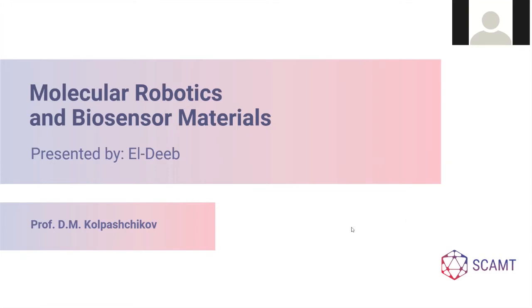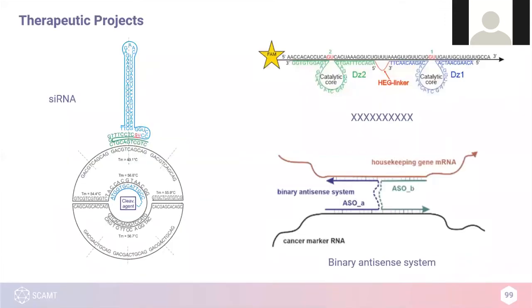My name is Eldib. I'm from the Lab of Molecular Robotics and Biosensors. We can go to the second slide, please. We work in our lab in two main directions: therapeutic direction and diagnostic direction. The therapeutic direction, mainly for treating cancer, uses a lot of interesting approaches like DNAzyme in gene silencing, antisense systems in gene silencing, and small interfering RNA.